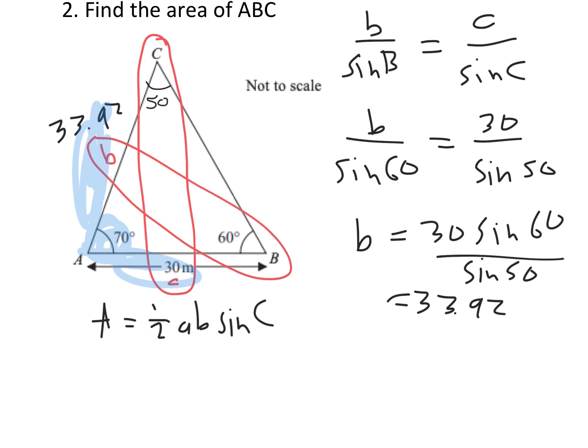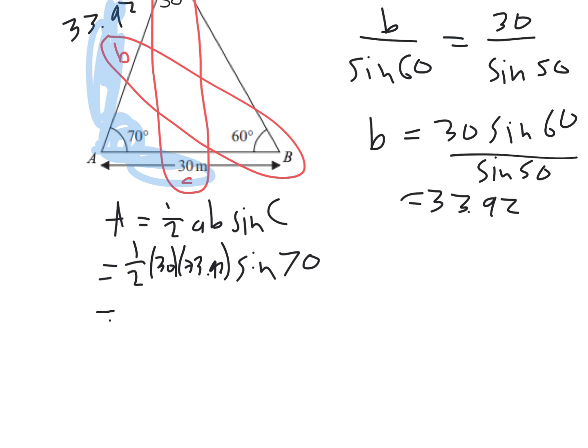Or just identify, if you're using this formula, that C is the angle that we're looking at and A and B are the two sides that create that angle. They're going to be the numbers next to it. So it's going to be a half, A is 30 and B is 33.92. Run out of space there. $478.05.